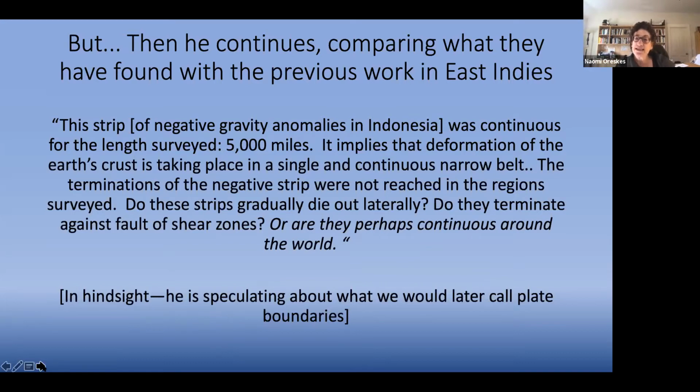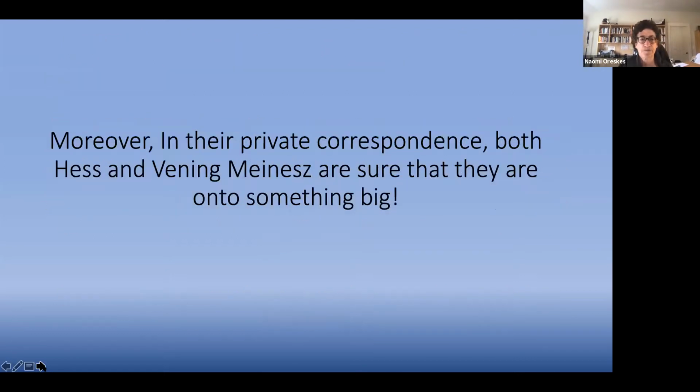And so Hess says, this implies the deformation of the Earth's crust is taking place in a single and continuous narrow belt. So you see, he has this idea that these belts are actually continuous. The terminations of the negative strip were not reached in the regions surveyed. Do these strips gradually die out laterally? Do they terminate against fault or shear zones? Or are they perhaps continuous around the world? So you can see here that he is speculating about what we would later call plate boundaries.